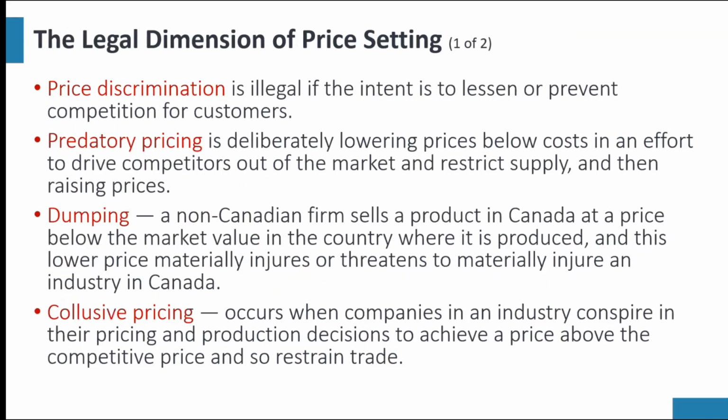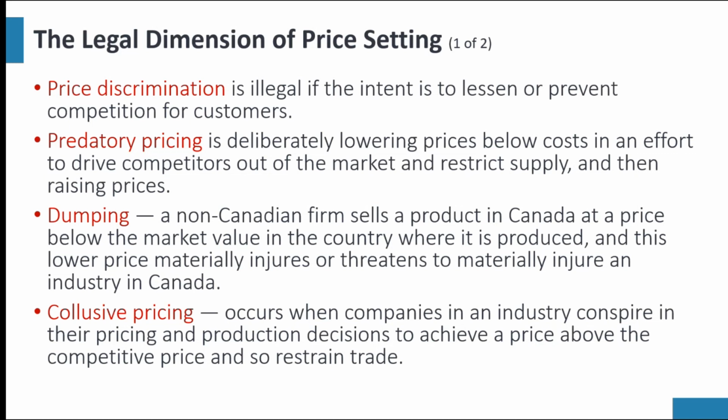So price discrimination is illegal if the intent is to lessen or prevent competition for customers. There is also another legal dimension in price setting: predatory pricing. Predatory pricing is deliberately lowering price below cost in an effort to drive competitors out of the market and restrict supply, and then raising prices. That is also illegal, because the objective is not to serve the customer. The objective is to destroy competitors like a predator. That's why we call it predatory pricing.